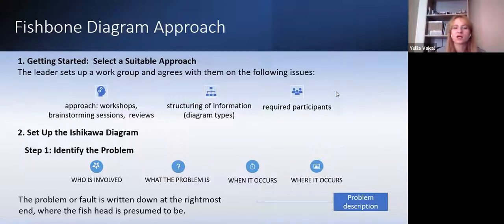Then we need to decide which kind of diagram we would like to use. They differ a bit. And who should be involved? We discussed earlier that people who were involved in the problem, someone from management, or people who know the area as well, who could also contribute.